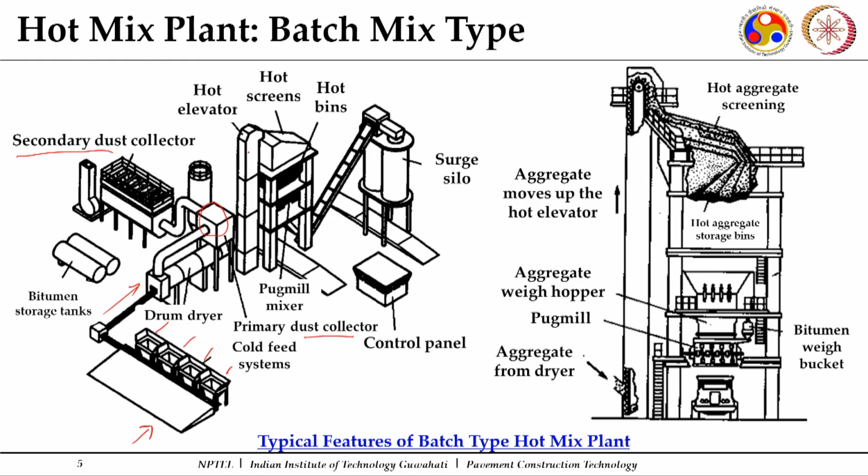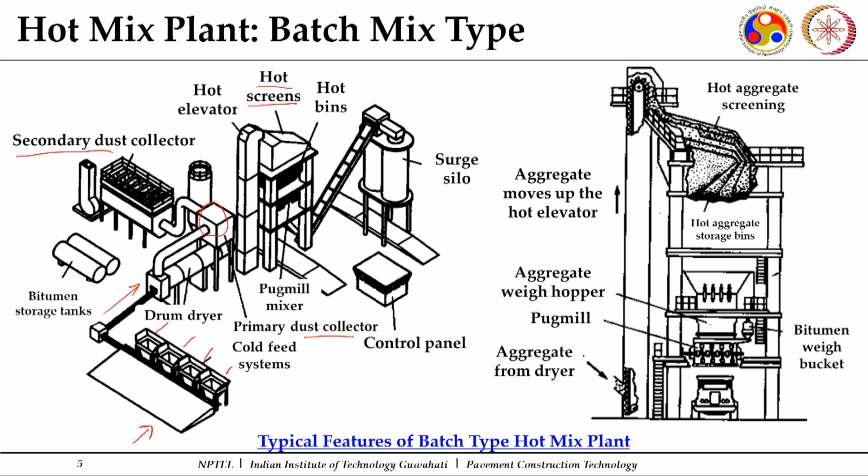Now once the aggregates are dried, they are lifted up by the hot elevator, and you can see it is mentioned as hot screens. We will discuss these components again individually. They get separated out again, so it is a secondary screening unit which we have in a batch mix type hot mix plant, and then they are again separated out into sizes and stored in hot bins.